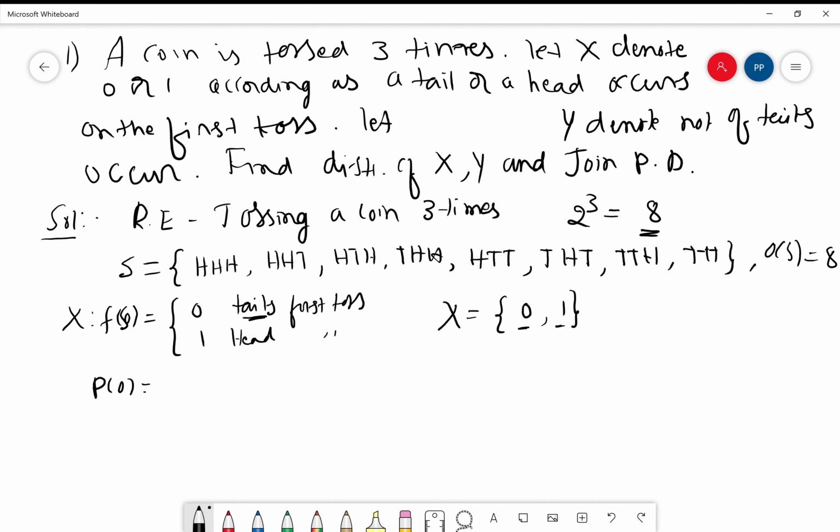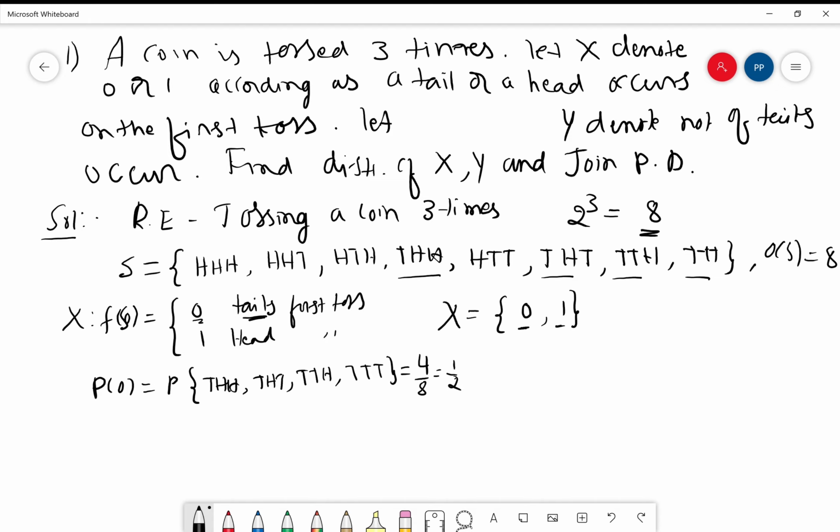Now find the probability of 0. The probability of 0 equals the probability of the event where tails occurs in the first toss. In how many of these 8 outcomes does tails occur in the first toss? These 4 outcomes: THH, THT, TTH, and TTT. So what is this probability? The total number of outcomes is 4, the order of S is 8, so you are getting 1 by 2.